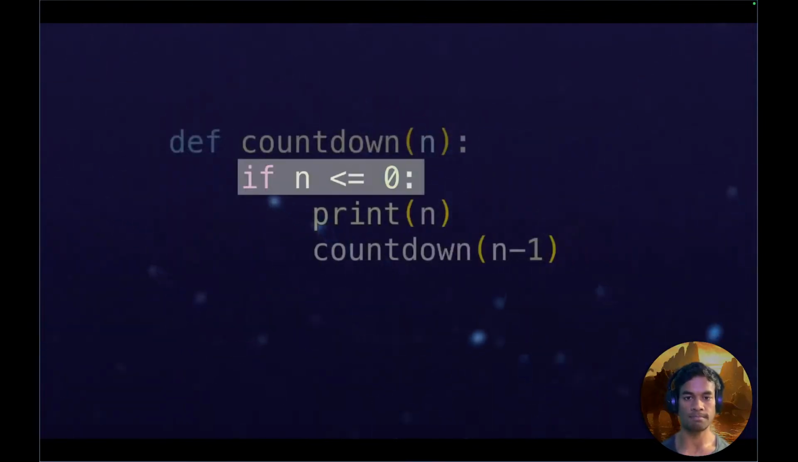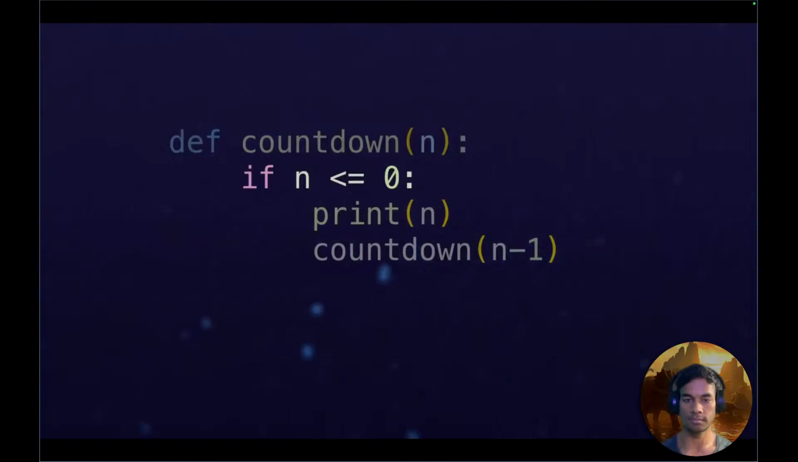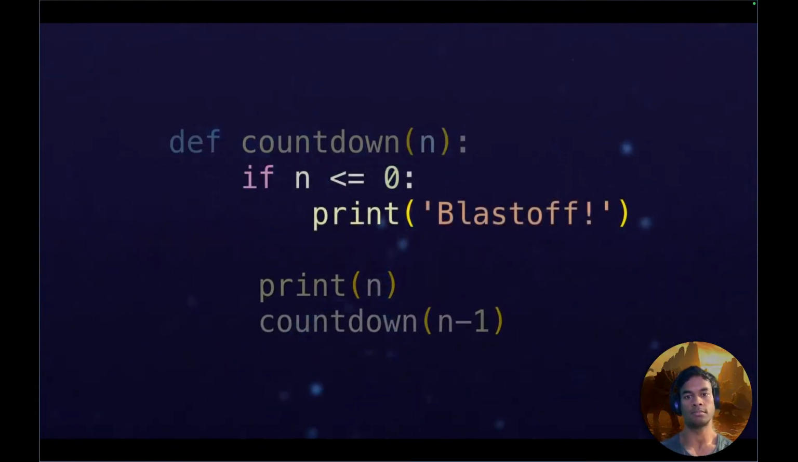Let's add an if statement to the top of the countdown function. If n is less than or equal to 0, instead of printing n and recursing again with n minus 1, we'll just print the word blast off to the console and return immediately, again stopping the recursion.